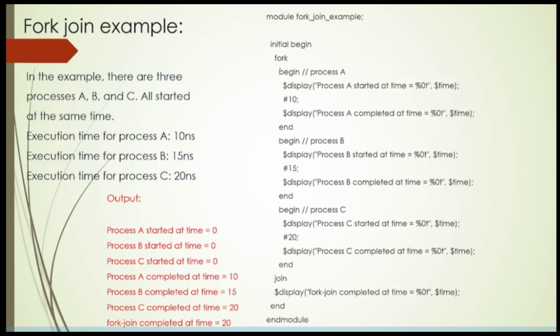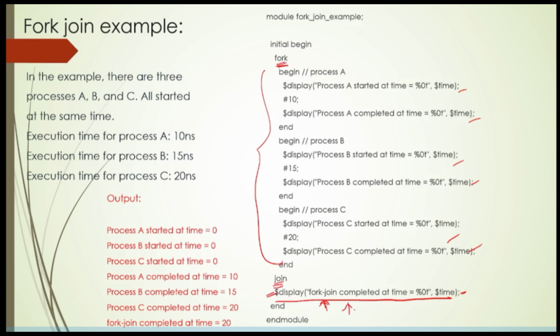I'm going to explain the same example for all three, fork join, fork join any and fork join none, so that you will get the difference between these three things. If you see here, you have mentioned one display outside the fork join, so this display should wait until all these display statements within the fork join are executed. To execute this display, you have to wait until all the statements that you have written inside the fork join are executed.